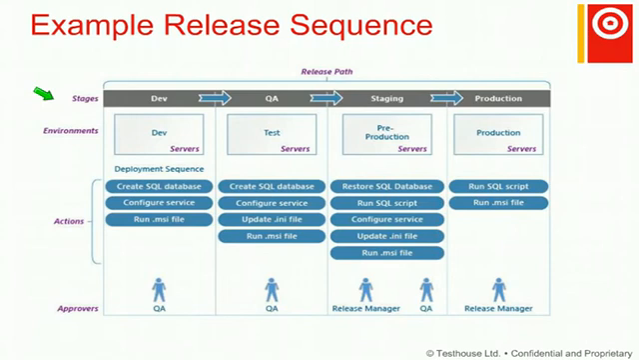You might want to restore a database into that, run a SQL script, then configure the service, change the ini file, and then run the MSI file. And again, you've got two approvers associated with that. And then going into production, you only want to run a SQL script and run the MSI file, and the Release Manager will approve that deployment into production. So it's a typical release sequence.